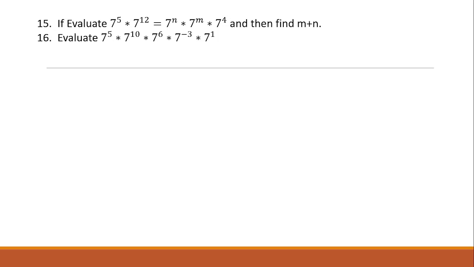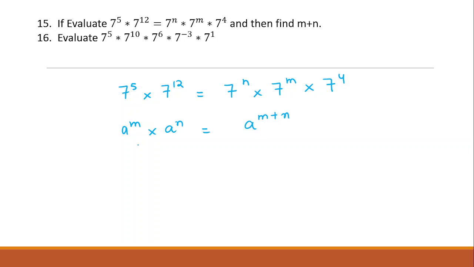I will just do question number 15. Question number 16 I will leave to you. So let's say you have 7 to the power 5 multiplied by 7 to the power 12 equals 7 to the power n multiplied by 7 to the power m multiplied by 7 to the power 4. Same product rule: a to the power m multiplied by a to the power n equals a to the power m plus n, right? This is the product rule.